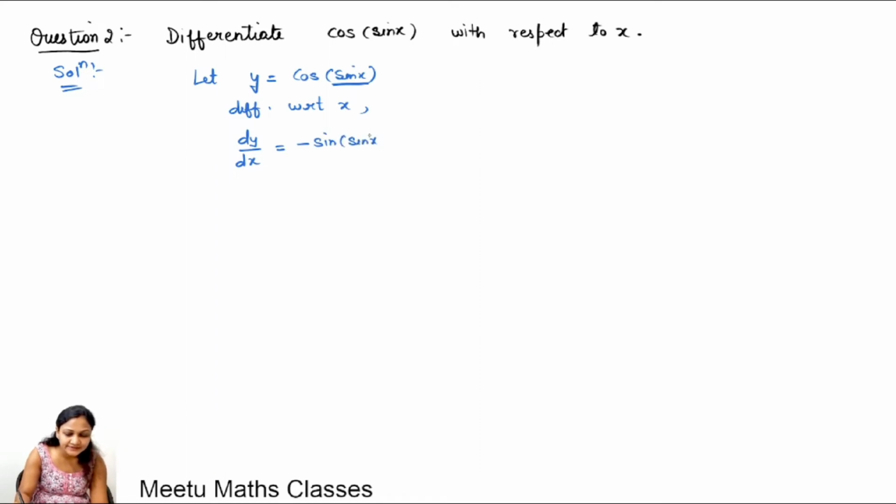Here x is sine x. So by chain rule, we are going to take in turn the derivative of sine x. Now the derivative of sine x is cos x. So your answer is minus cos x into sine of sine x.